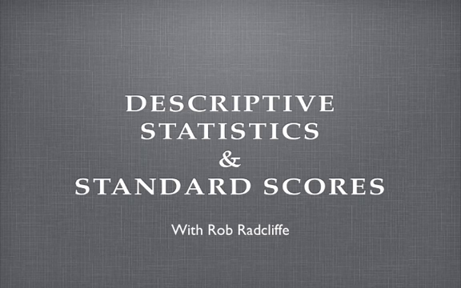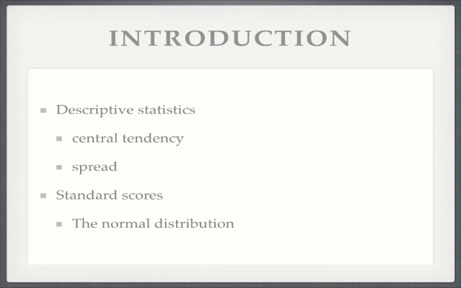Last time we looked at formulating a clinical question, and then this week we're going to look at descriptive statistics and standard scores. In more detail, what we're looking at this week is two particular types of descriptive statistics, that is, measures of central tendency and measures of spread. And then we'll also look at standard scores and the normal distribution as well.